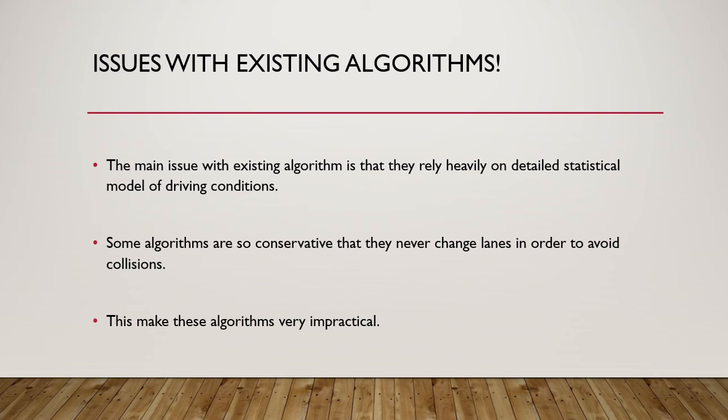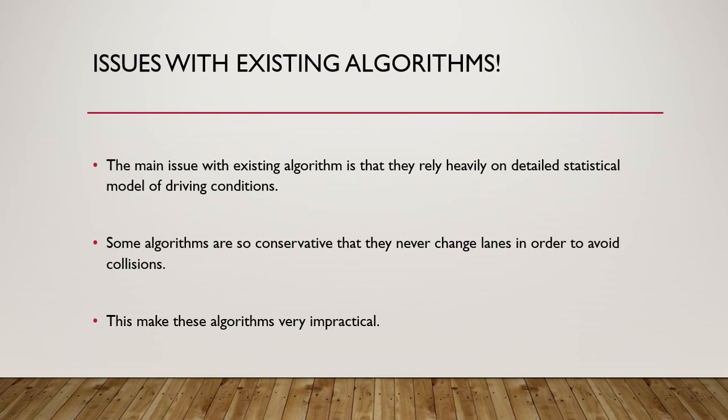Moving forward, there are existing algorithms, but there are some issues with them. The main issue is that they rely heavily on a detailed statistical model of driving conditions. That means it needs to know everything on the road: all the vehicles, all their speeds, how they are operating, what the weather conditions are. This is completely impractical. A computer system cannot know all those conditions, all the vehicles, the driving speeds, and the directions in real time.